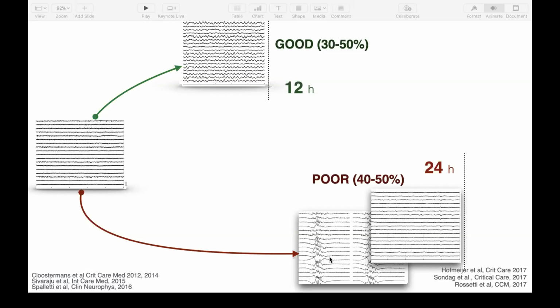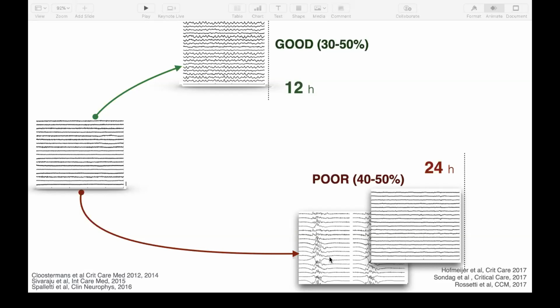So CPC 1 and 2 we define as good. The patient can return home, or return home with a little assistance, which is CPC 2. 3 is nursing home, 4 is minimal conscious state, and 5 is death. And we and many others consider 3, 4, and 5 as a poor neurological outcome.